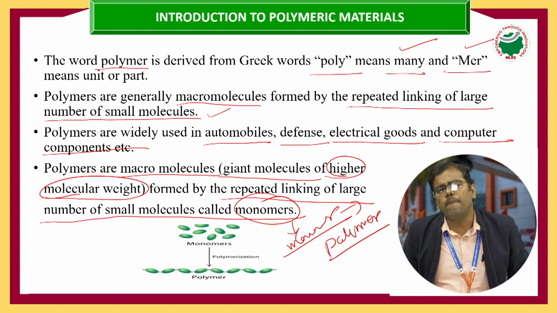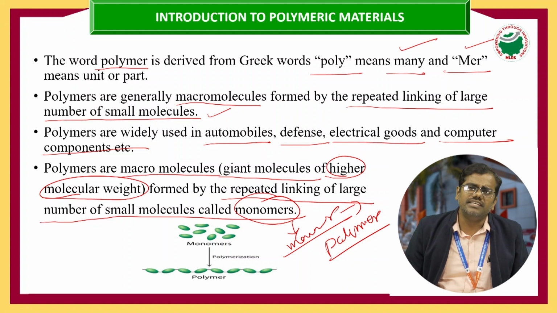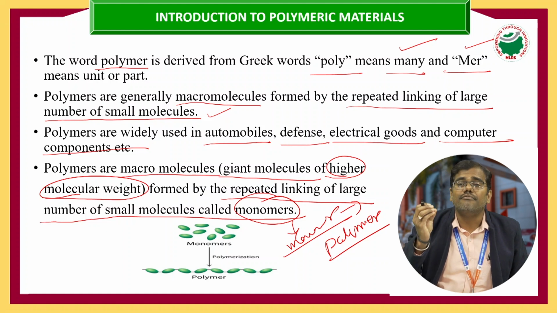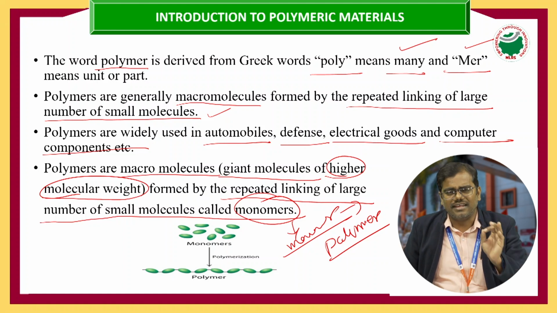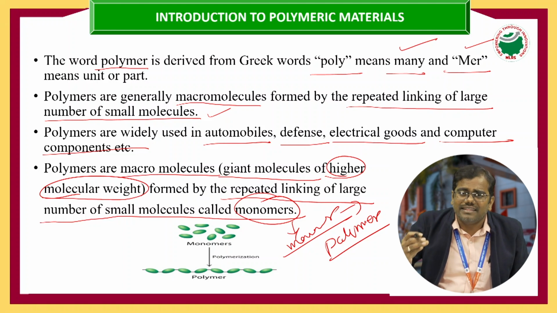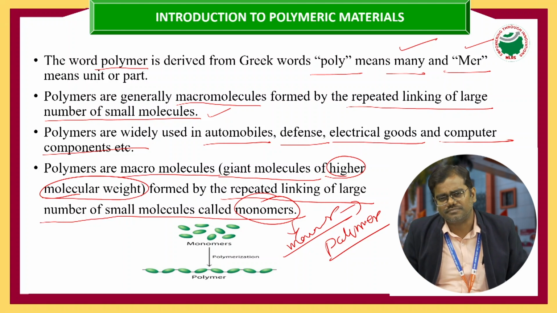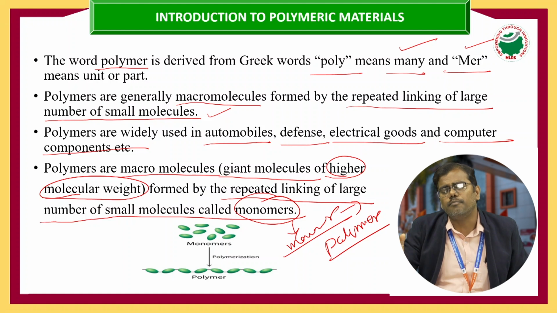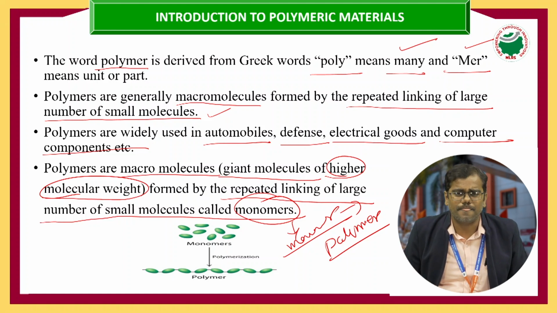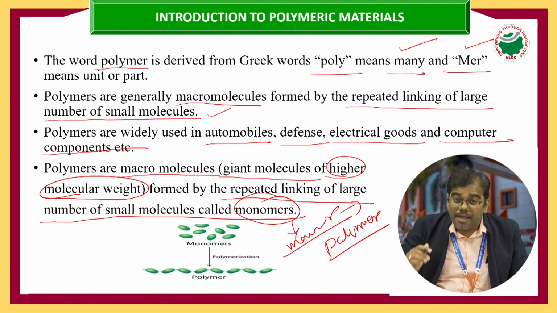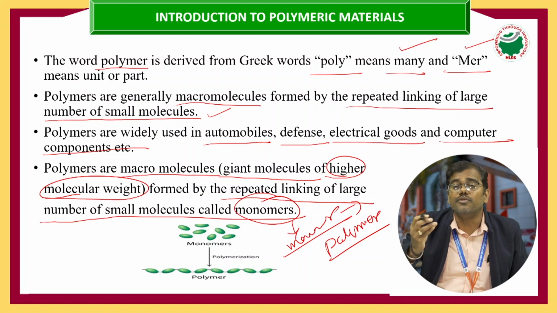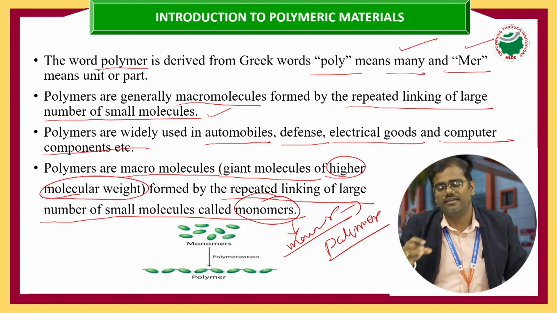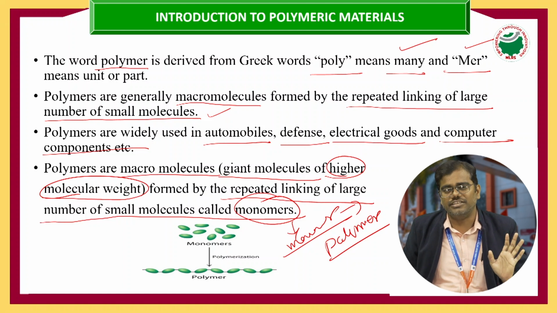Second one, degree of polymerization. Degree of polymerization is nothing but the number of monomers repeated in a polymeric chain, the number of repeating units of a polymeric chain. The repeating unit of a polymeric chain is called a monomer, but the number of repeating units of a monomer in a polymeric chain is called the degree of polymerization.